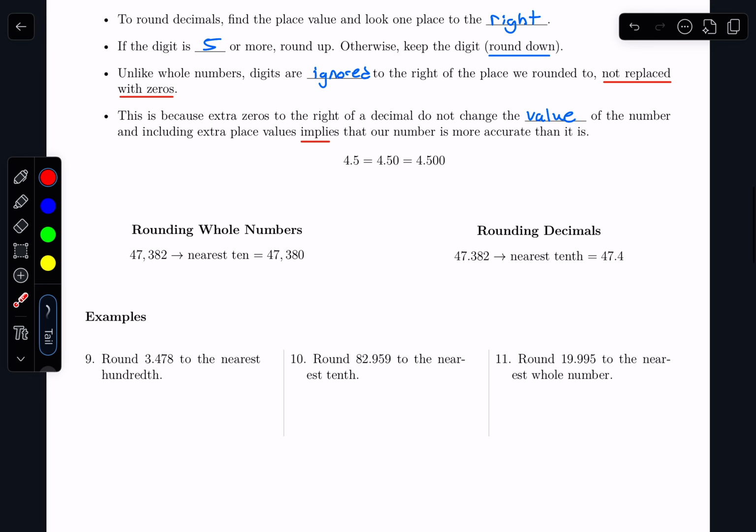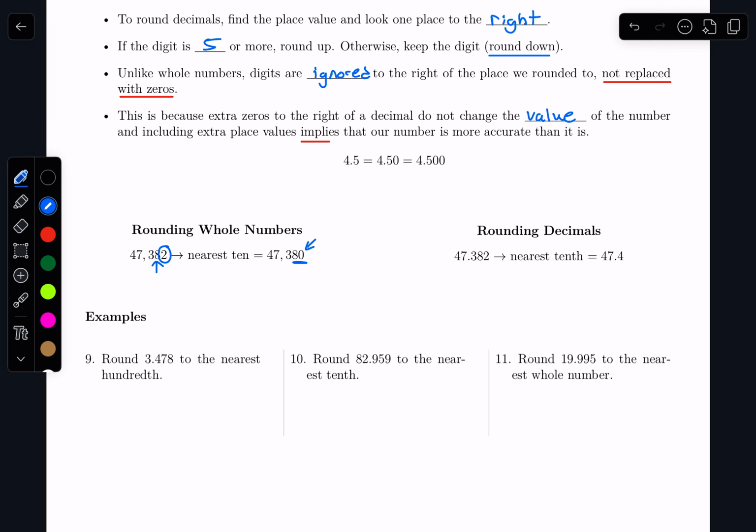So now a couple examples to show you the difference between rounding whole numbers and decimals. If we want to round 47,382 to the nearest 10, that is the 8 in this number, then the number next to it is a 2, so we would round down and just round it to 47,380, where 82 became 80. But we write that 0 there.